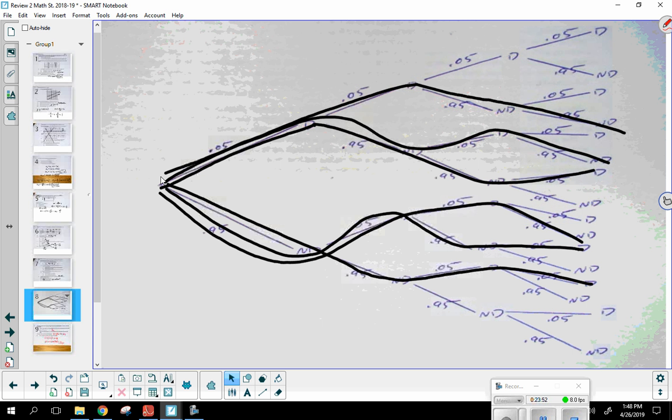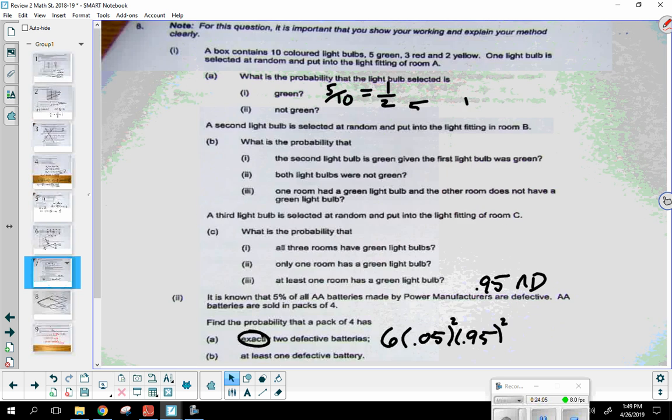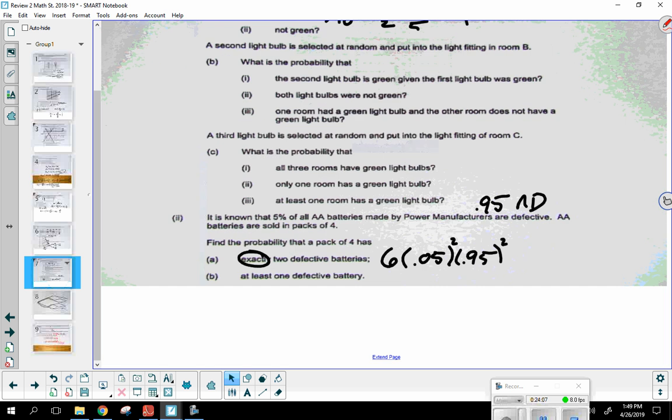And you'll notice on each one, those are all the ones where 2 are going to be defective. So every branch is guaranteed to have 2 0.05s and 2 0.95s. So that's why I went ahead and multiplied and got this expression that I had right here. Because there are 2 batteries that are defective, that also means there are 2 batteries that are not defective. So that would give me the 4 total batteries.